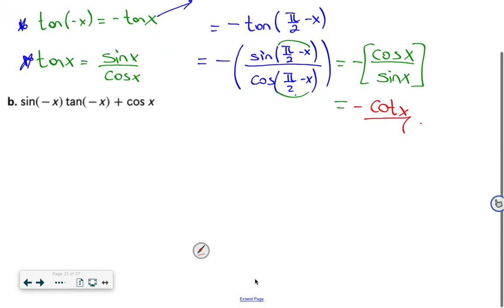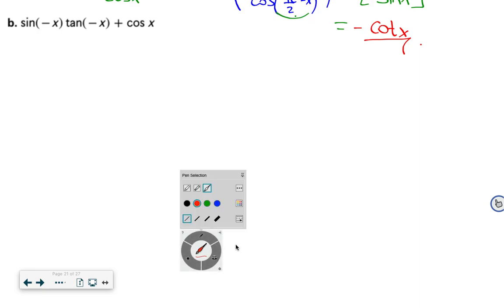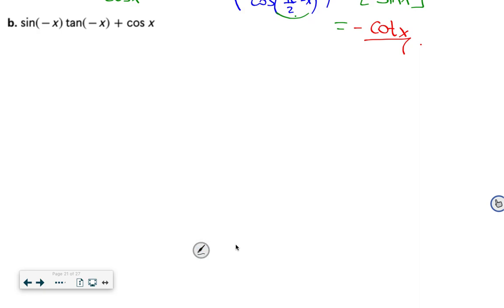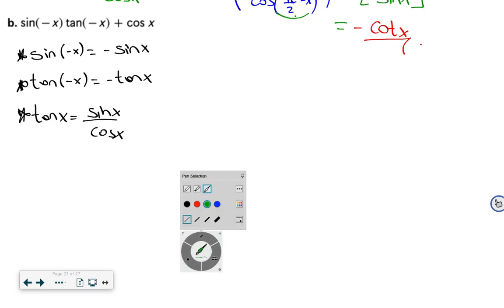Next one. Before solving this question, I'm going to remind you of some identities. The first identity is this. We know that sine minus x is minus sine x because this is an odd function. Same thing, tangent minus x is going to be minus tangent x. And tangent x can be written as sine x over cosine x. These are the three identities we are going to use to be able to simplify this expression.